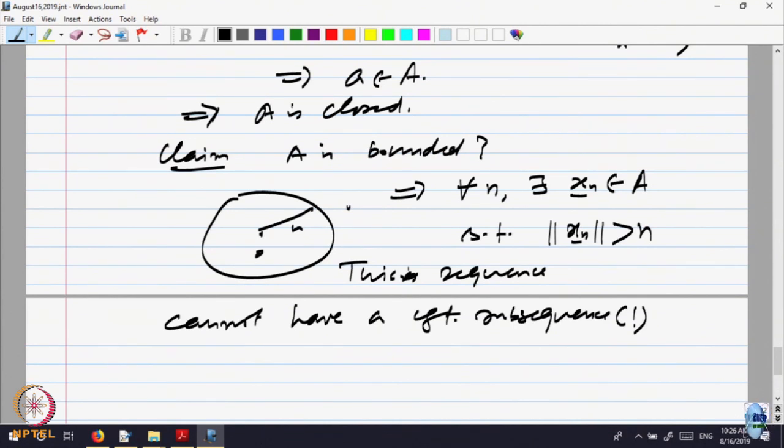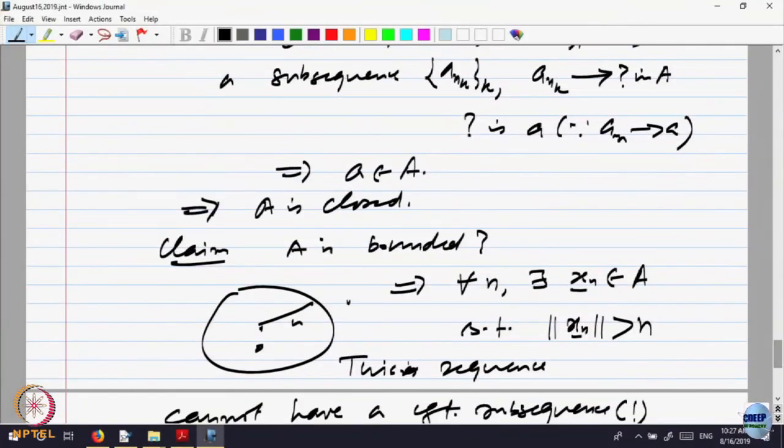Is it okay? If you find visualizing in R^n difficult, you can keep in mind your real line. You have got points on the line which are going away and away from 0. So, the sequence is unbounded, and every convergent sequence should be bounded, so this cannot converge. That means our assumption that there is something outside every ball must be wrong. That means the whole of A must be inside one particular ball, which implies A is bounded.